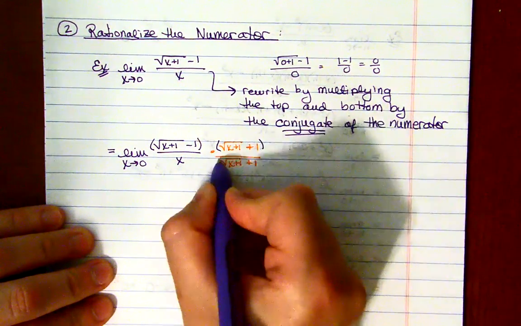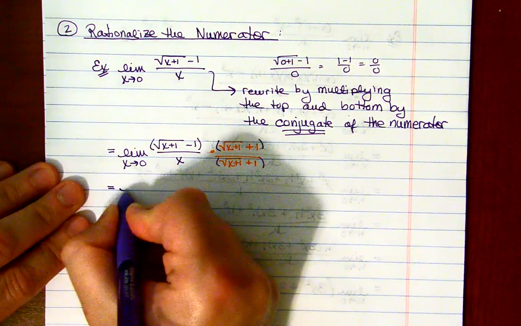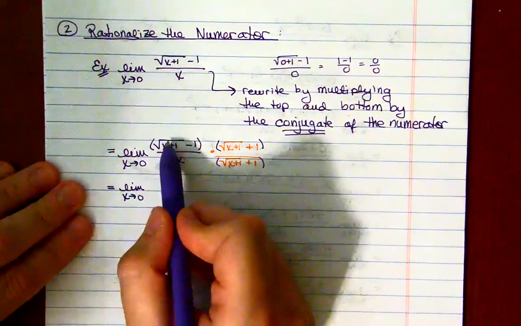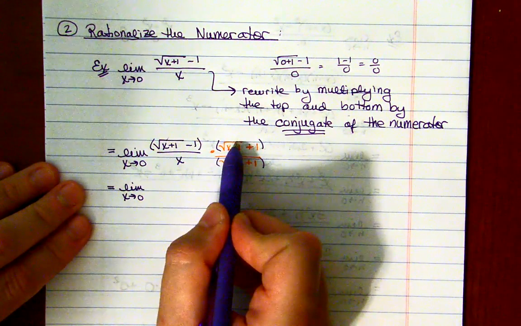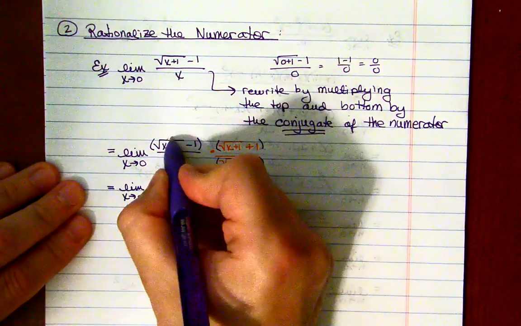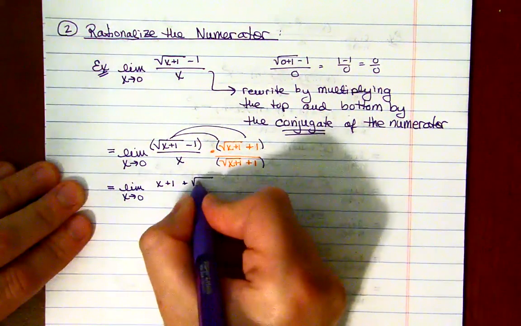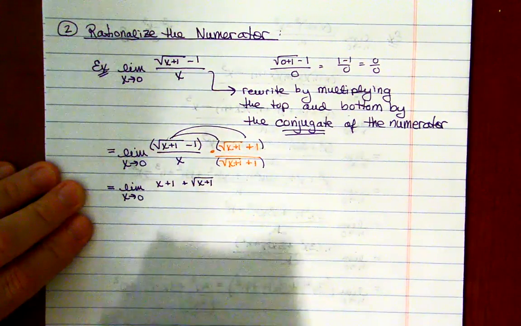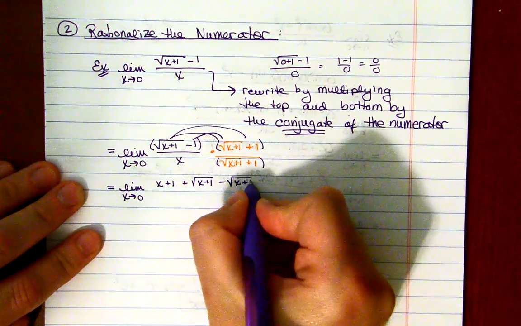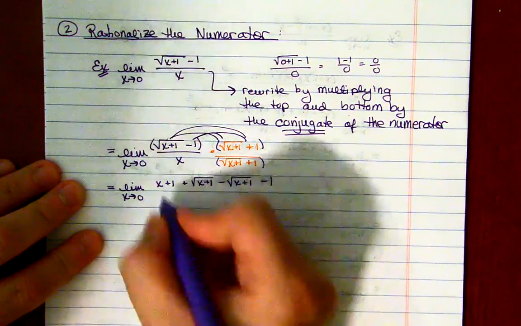Up top, I need to go and I need to FOIL that thing. This is going to give me the limit as x approaches 0 of, well, when you multiply a square root by itself, the square root part cancels, you're just going to get x plus 1. Square root of x plus 1 times 1, well, that's square root of x plus 1. Negative 1 times the square root of x plus 1 is negative the square root of x plus 1. Negative 1 times 1 will give me negative 1.